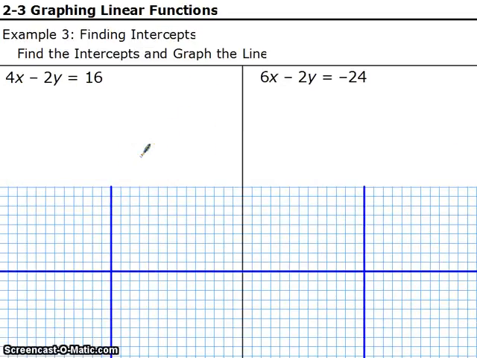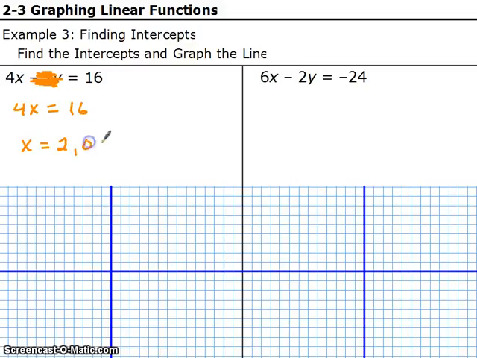All right, let's talk about X and Y intercepts. We've already kind of discussed how to find these. Now let's use them to actually graph the line as well. So use the cover up method. I'm going to cover up the Y portion of this equation and solve 4x = 16. All I have to do is divide by 4, and I get x = 2.